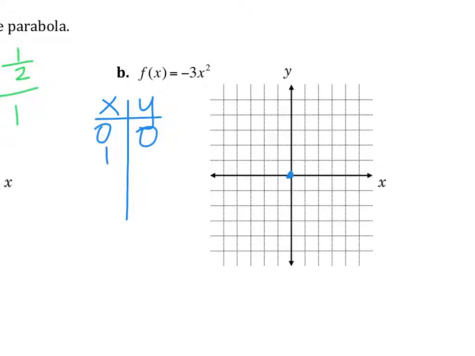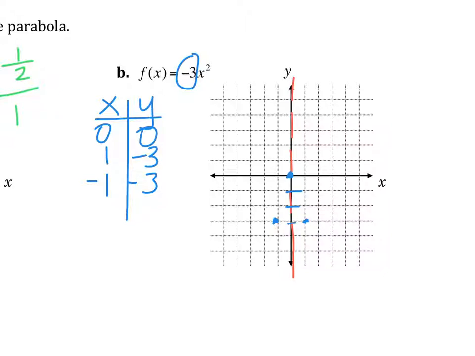All right, let's pick 1. 1 is a good number. 1 squared is 1 times -3 is -3. And then I like to pick the opposite, -1. -1 squared is +1 times -3 is -3. If you want to, you can remember that there is an axis of symmetry through the vertex, and so you could just reflect your point over to the other side.